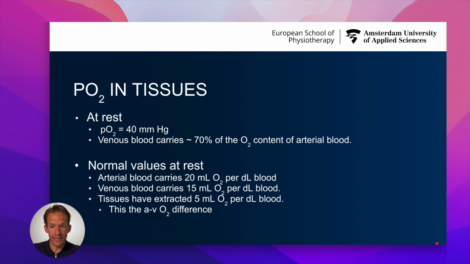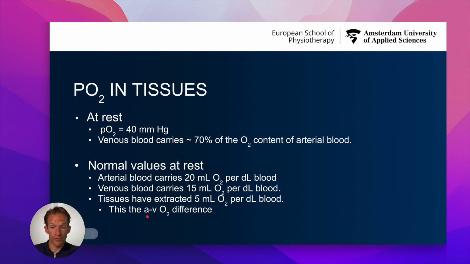At rest, again, you should know your normal values. The normal PO2 at rest would be roughly around 40 if you look at the tissues. And you can see that roughly 70% of the content that was in the arteries is still present in the veins at rest. That means your body is not really utilizing a lot at rest, and that is what these values show in a little bit more detail.